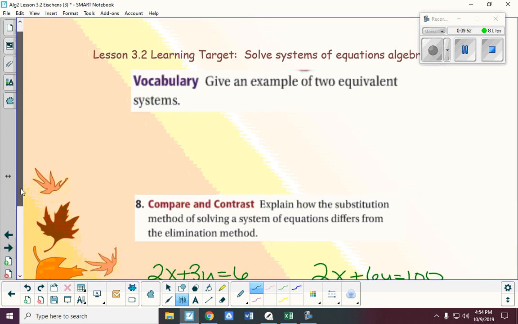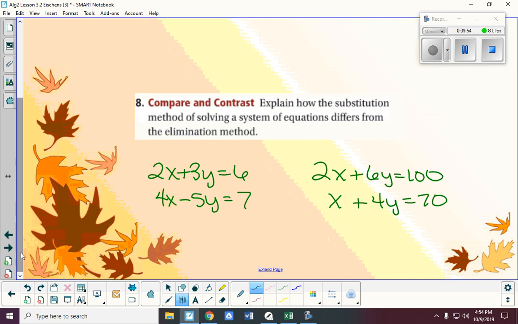And the last thing I just want to talk about is how do you know when to use substitution? How do you know when to use elimination? Well, the truth is you can use substitution, elimination, or graphing on any system. It's just that sometimes one method or the other might be easier. Now, a problem like this, if you wanted to solve for y, you would end up with fractions, like y would equal, let's just do that real quick.